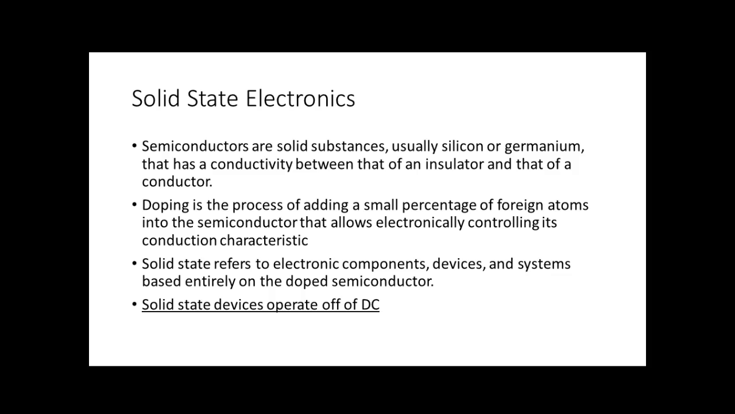Solid state devices operate off of DC. So your cell phone is a solid state device. It operates off of DC. Your TV is a solid state device. It operates off of DC. Your microwave is basically solid state. It operates off of DC. All your electronic devices, if you got a digital clock, it operates off of DC. Right? You understand that? Everybody okay?